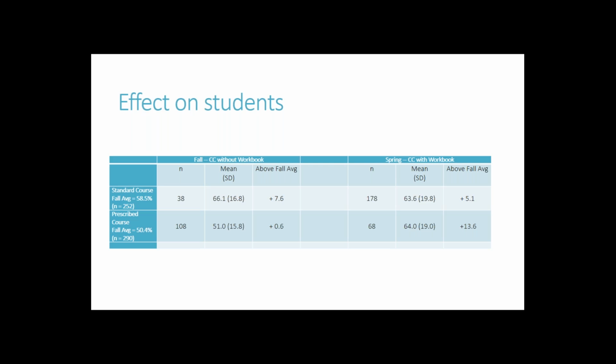So if you look at the spring numbers, you'll see, first of all, both of those averages are higher than the averages in the fall. And secondly, the difference between the standard course and the prescribed course has gone away. There is no statistically significant difference between the averages for the standard course and the averages for the prescribed course.